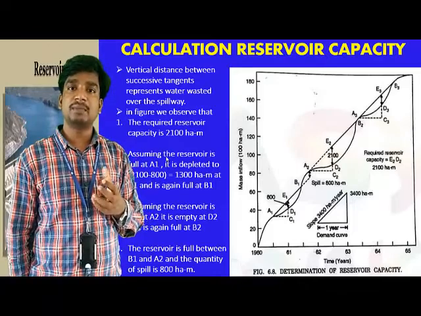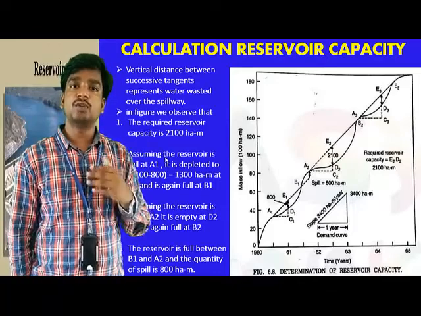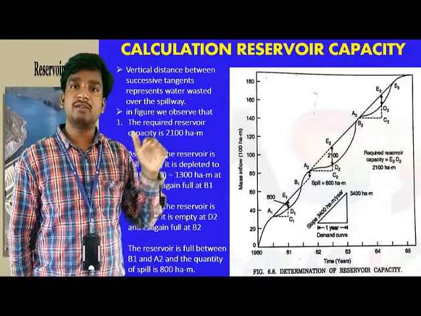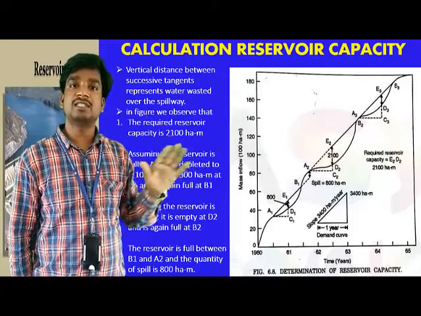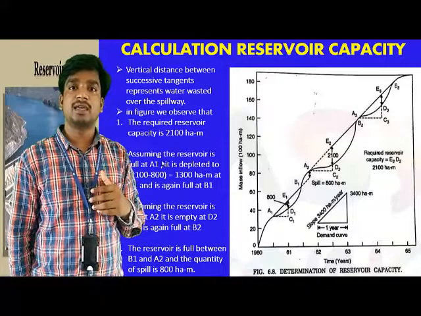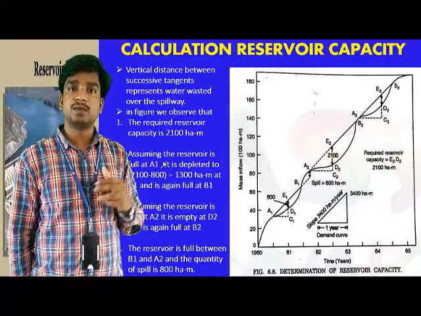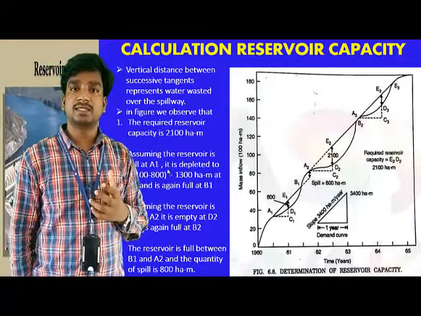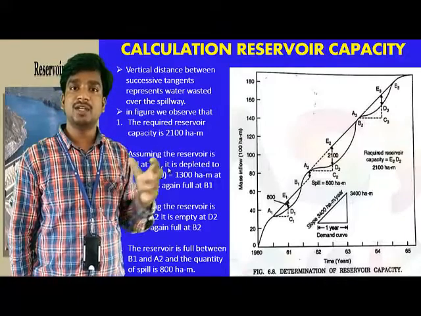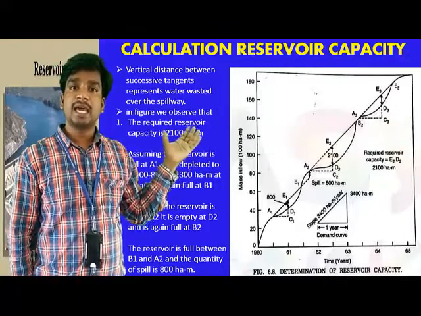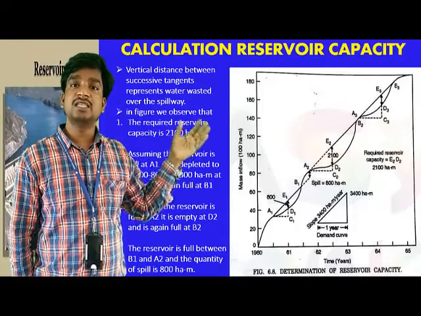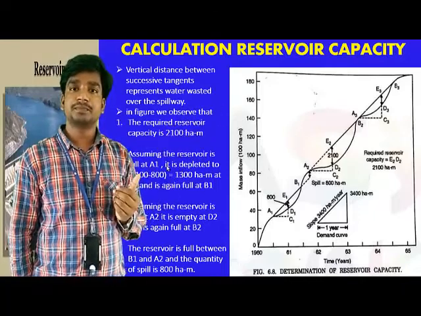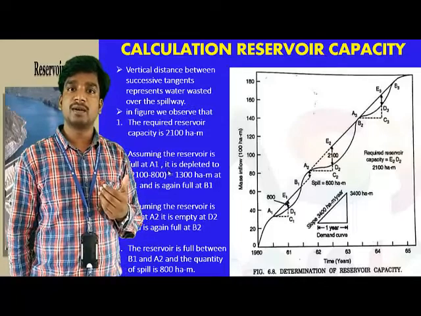Then after some time, what happens? As time passes, there is no inflow to the reservoir, meaning the curve from A1 to D1 is depleted because there is no sufficient supply. The depleted quantity is indicated as 800 hectare-meters. In a similar fashion, what is the next one? Again, let us assume the reservoir is full at B1.